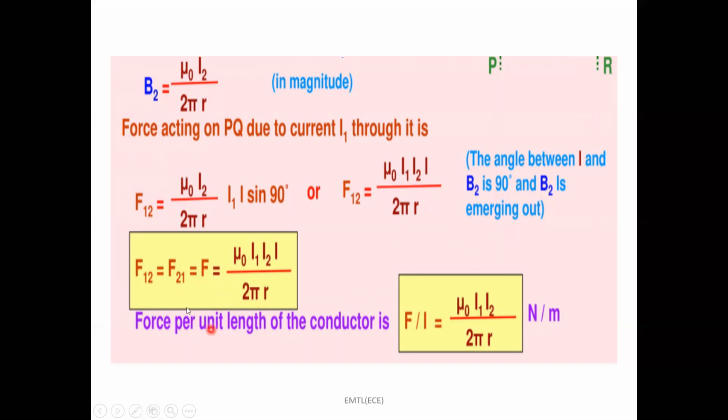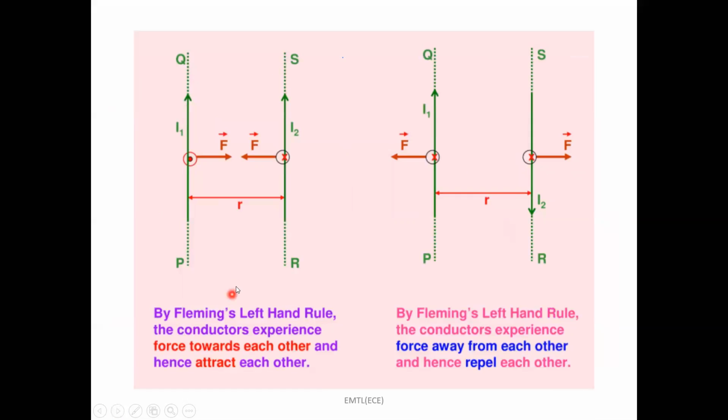That means the force per unit length of the conductor is simply, by cross multiplying the L here, F by L. So F is the force, L is the length. Then the force per unit length of the conductor is expressed as mu naught I1 I2 by 2 pi R, Newton per meter. So here there are two cases.